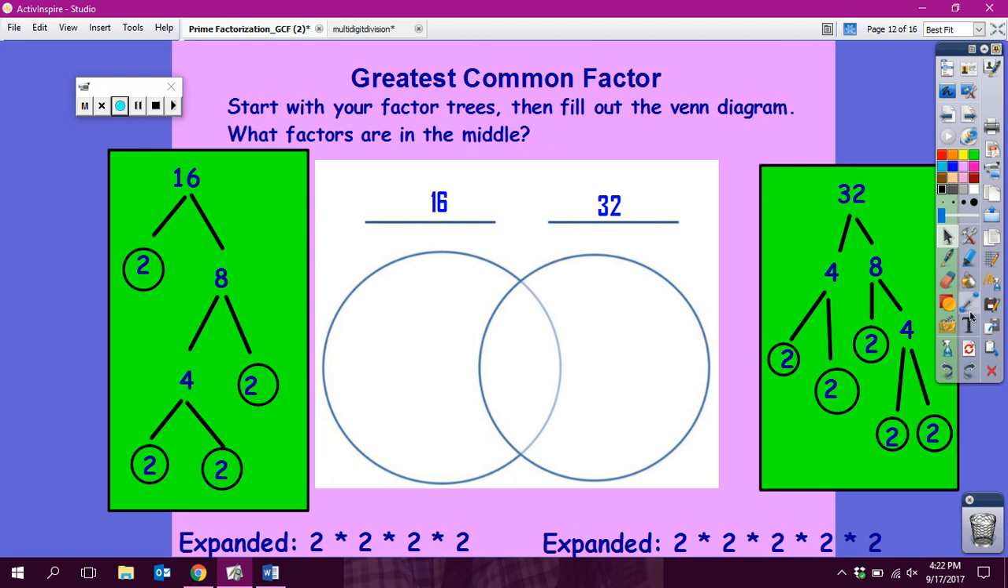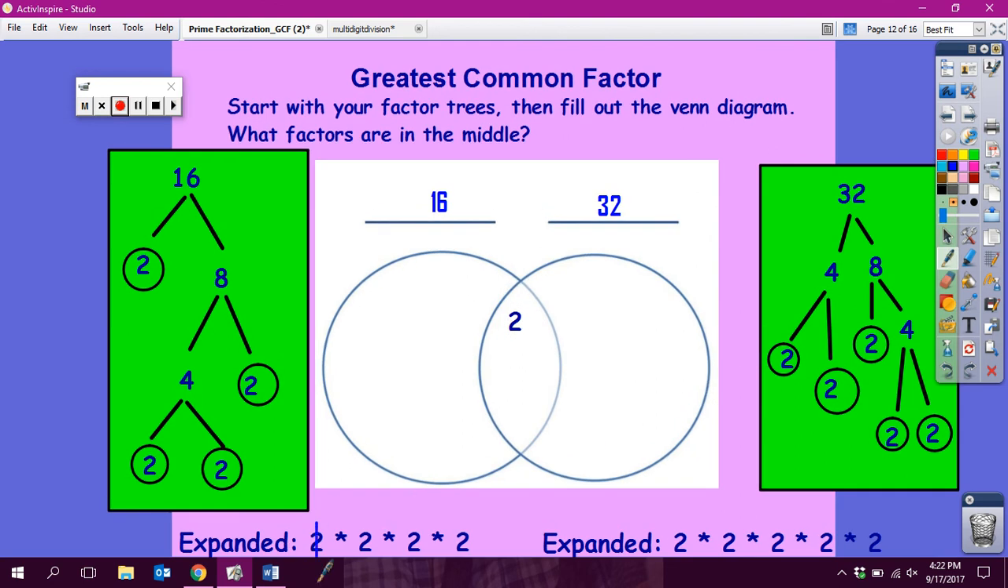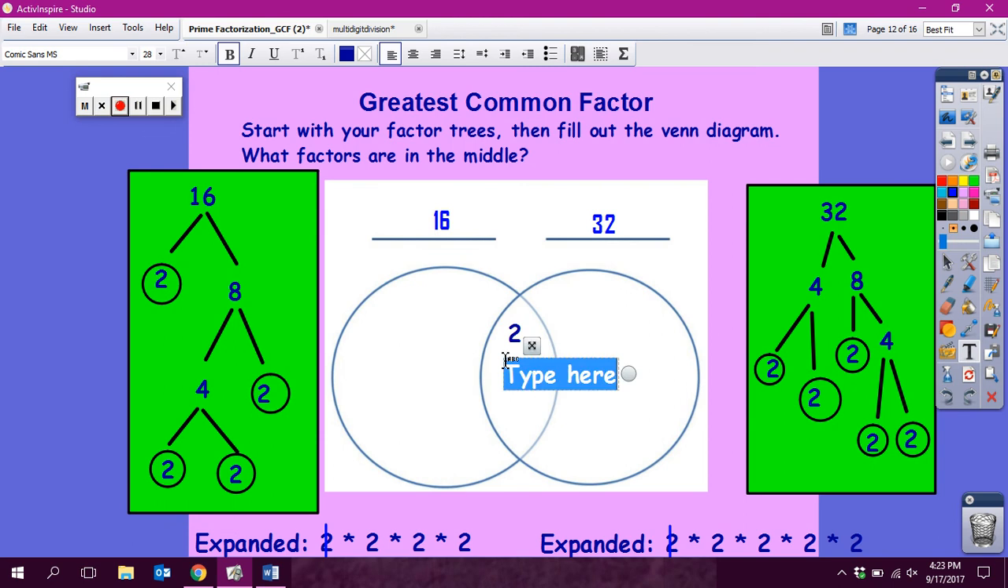Cool. All right. So looking at their expanded forms, you can see that they're very similar. They both have a lot of 2's. And just how many 2's do they have in common? Well, let's take this 1, 2 at a time here. So I've got the first 2. Goodbye. Got the second 2. Awesome.